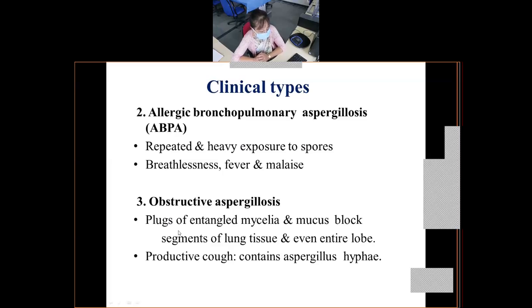Or sometimes you can have obstructive aspergillosis. Once the spores are inhaled, they convert into mycelia. These mycelia become entangled because they have germinated from the spores, and they can cause blockage. So it can affect even a whole segment of lung tissue, or sometimes even the entire lobes. Sometimes patients can just present with a productive cough, and when you examine the sputum, you will be able to observe the aspergillus hyphae.